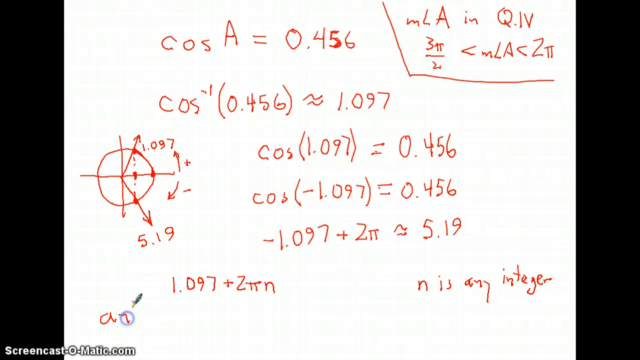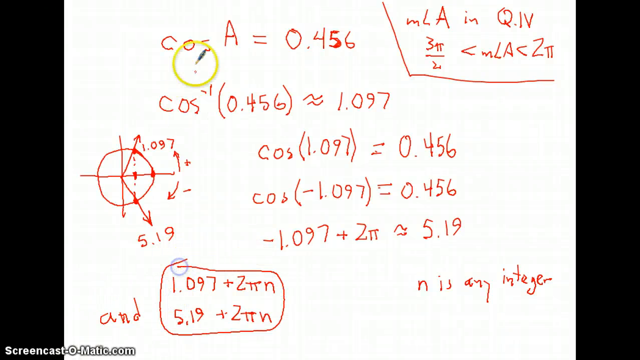And the other solutions are 5.19 plus any number of rotations. Now, of course, if you're in degrees, we'd call this 360 instead of 2 pi. And notice, since n is an integer, it could be positive or negative. So this is also going backwards, like if I went backwards negative 2 pi or negative 4 pi or negative 6 pi. So here's all the solutions that could ever possibly be A.